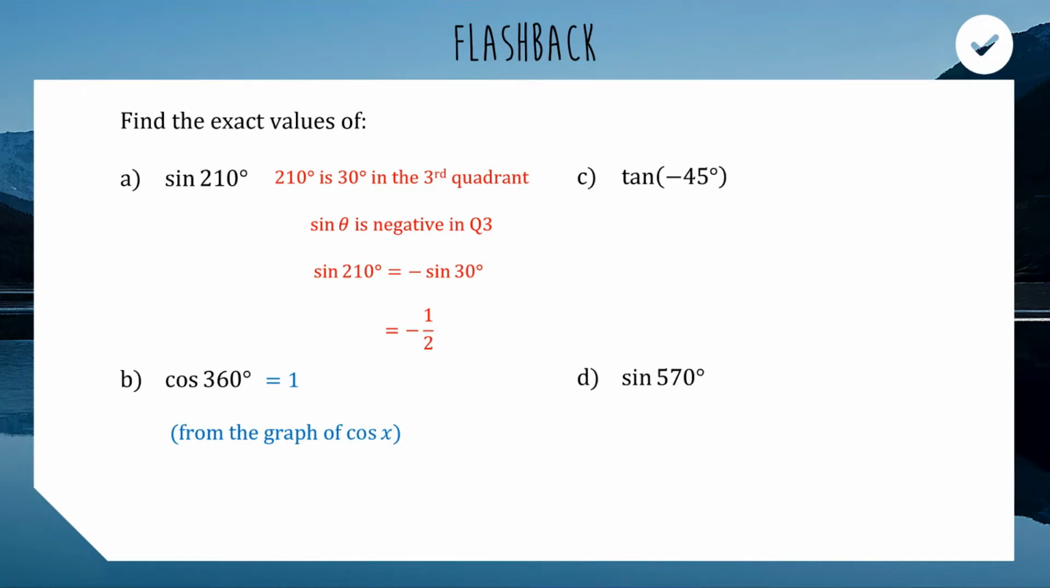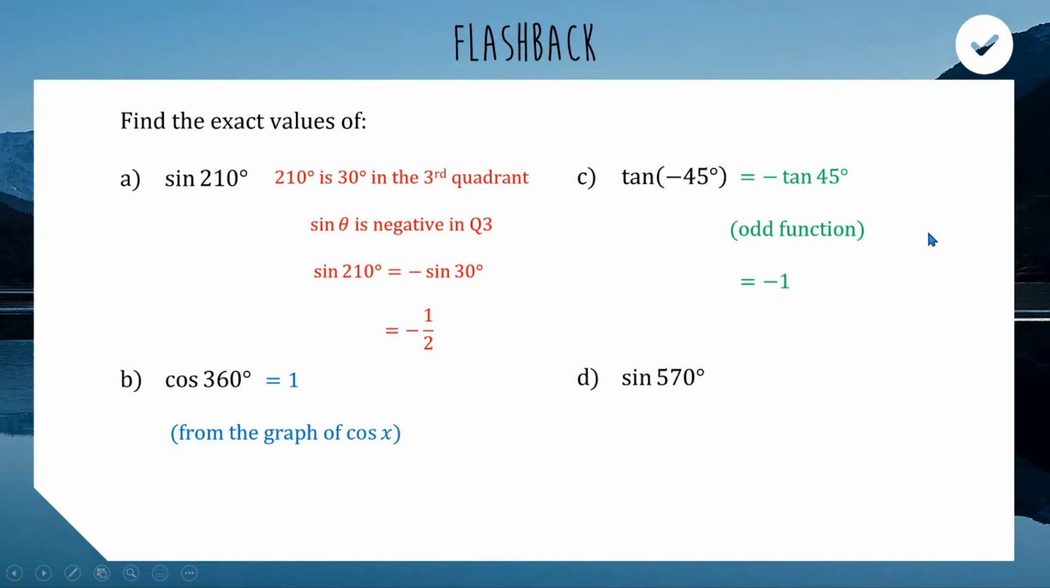Okay, question C, tan of minus 45. The trick for negative angles, we said that sine and tan, you can use the odd function property, which means that tan of minus 45 is equal to minus tan 45. Same thing for sine, and as we saw, cosine of a minus angle is just the same as the positive. All right, so tan 45 is equal to 1, so our answer is just minus 1.